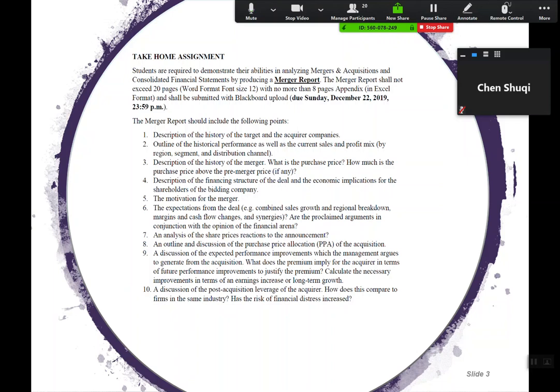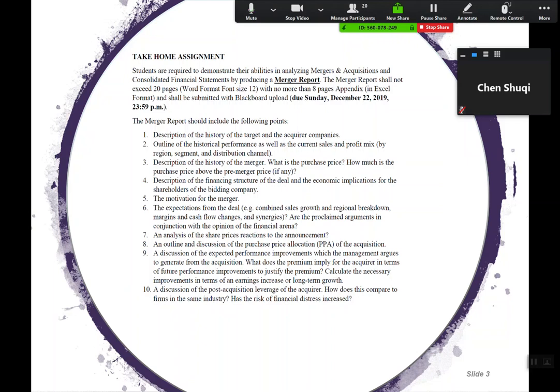I think you can find that very quickly and easily if you make a Google search or a search using the Factiva database that we have at ESCP. It doesn't have to be comprehensive, but just the general sources like Bloomberg or Thomson Reuters or the Wall Street Journal or Financial Times. This could be something that you could discuss in your merger report.